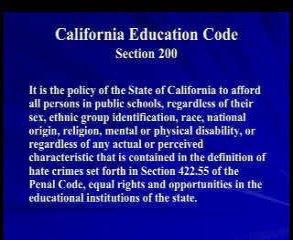California Education Code Section 200, which you have in your packet, is the policy of the state of California, and it just reinforces the California regulations. It says it's the policy of the state of California to afford all persons in public schools, regardless of their sex, ethnic group identification, their race, their national origin, or their religion, or their mental or physical disability, or if there is a perceived or actual characteristic. If you think the person is of a particular race, or you think that they have a handicapping condition, or it's not so obvious to you, you still may not discriminate against that person.